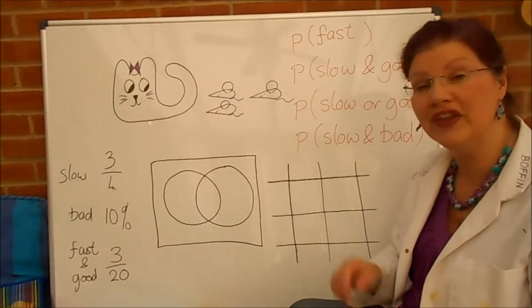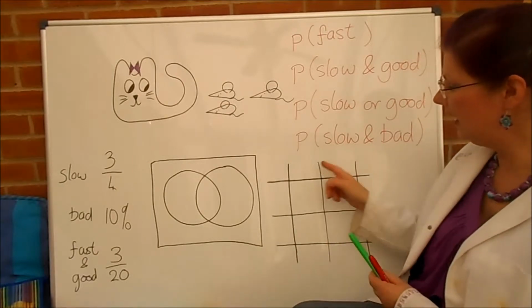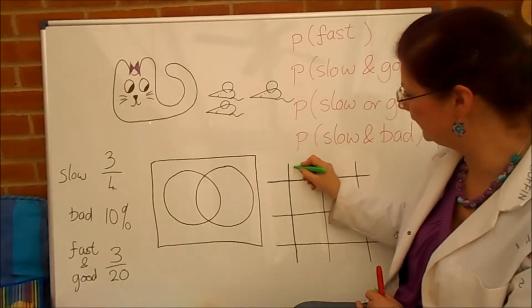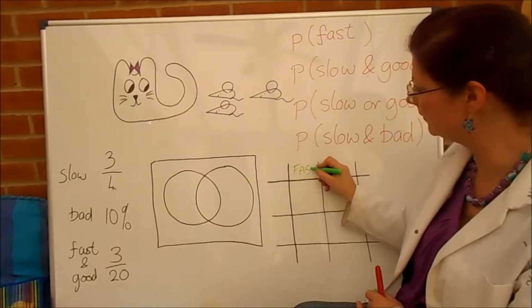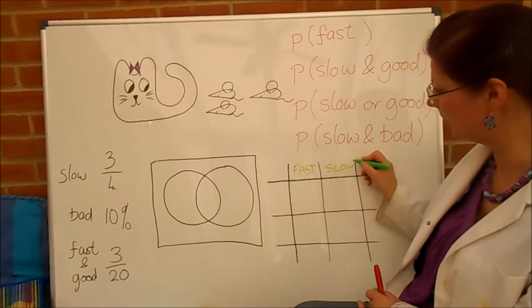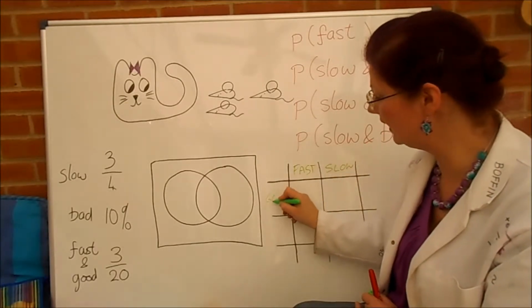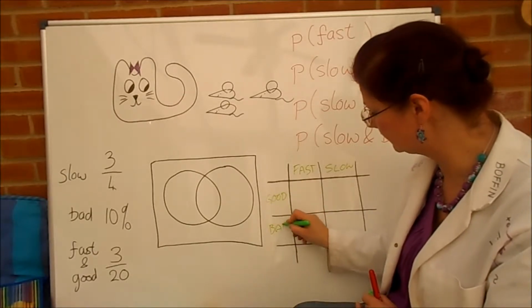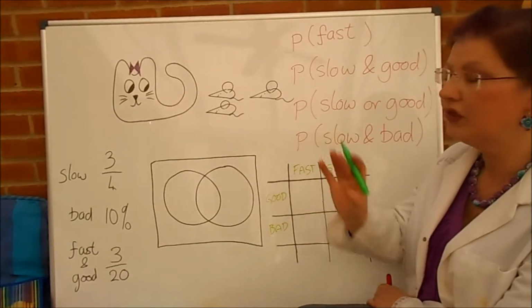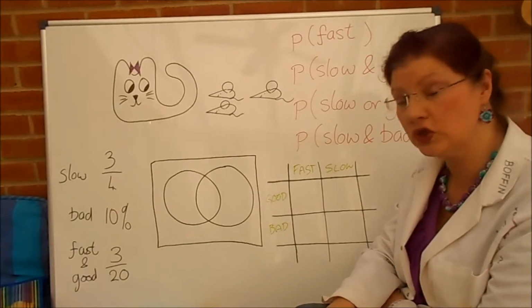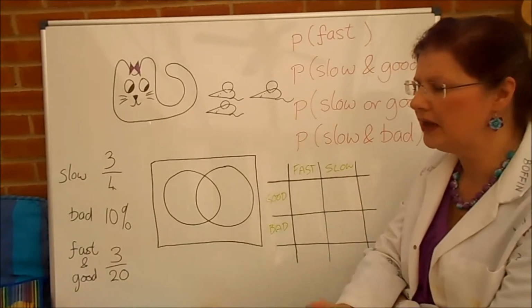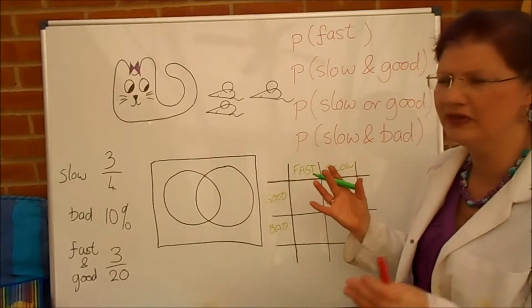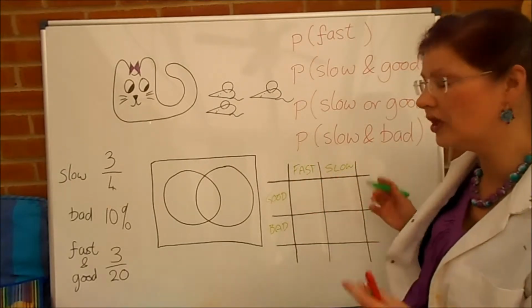Right, I'm going to start off, I think, with the two-way chart. Here I'm going to put their speed. They're either fast or they're slow, and they're either good at hiding or bad. Now we know that 3/4 of the mice are slow. Now I'm going to do everything, I think, in decimals here. You could put them as fractions or you could put them as percentages. I'm going to use decimals.